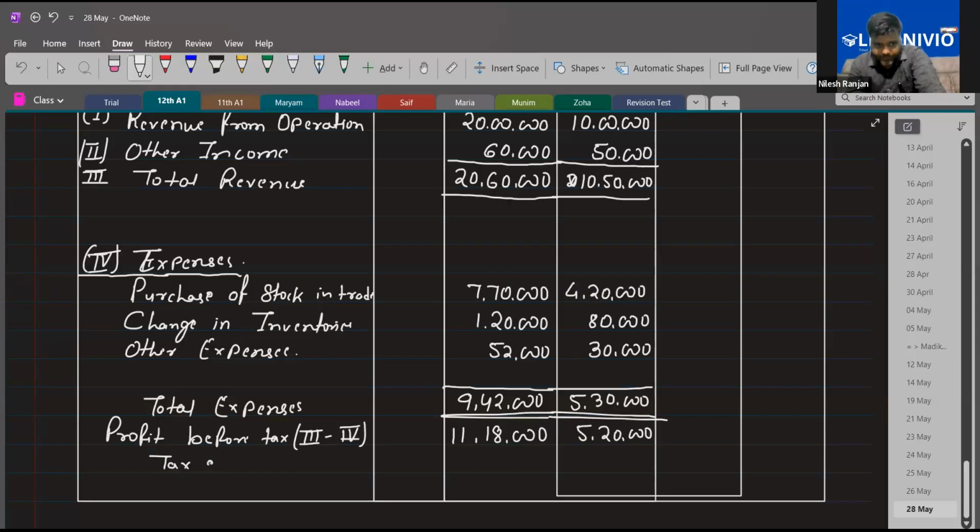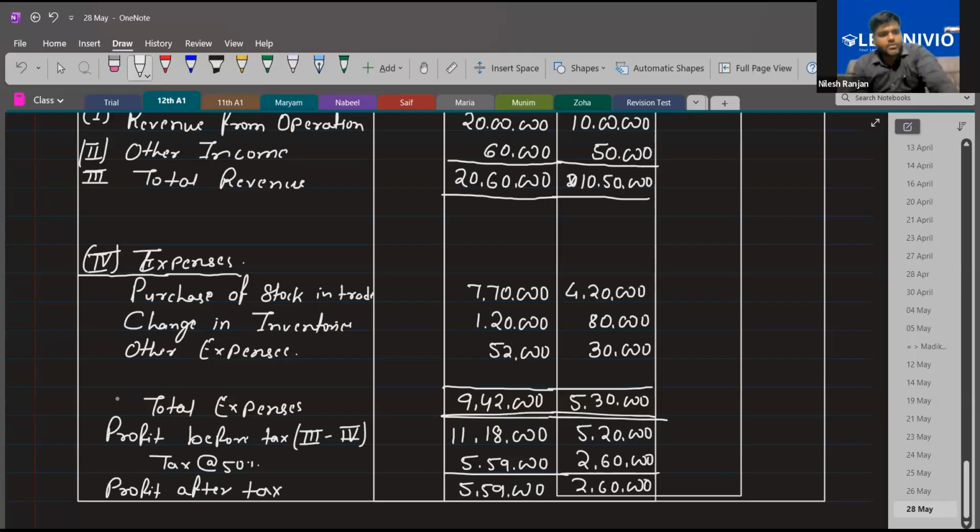Then there is tax, 50%. So it will be 5,59,000, and it is 2,60,000. So the balance remaining, profit after tax, will be 559 and 2,60,000. So this is the first part. We have to always complete the statement of profit and loss or balance sheet. So it is like number 5, number 6, and number 7.